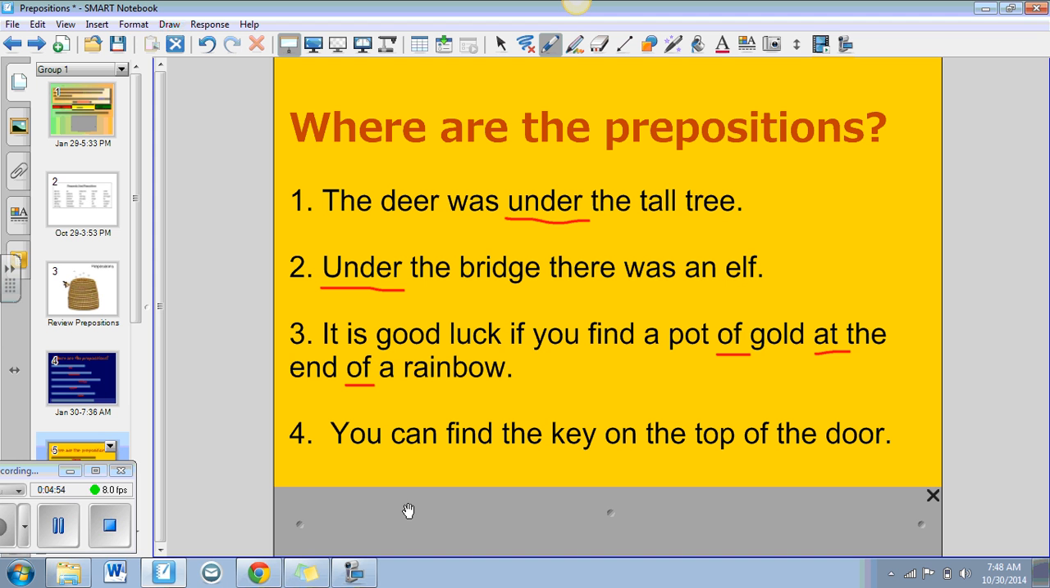Try to identify the prepositions in this sentence. Did you notice the word on, and an of? So therefore, again, you can have just two prepositions. So you can have anywhere from one to really an extended amount of prepositions in a sentence.